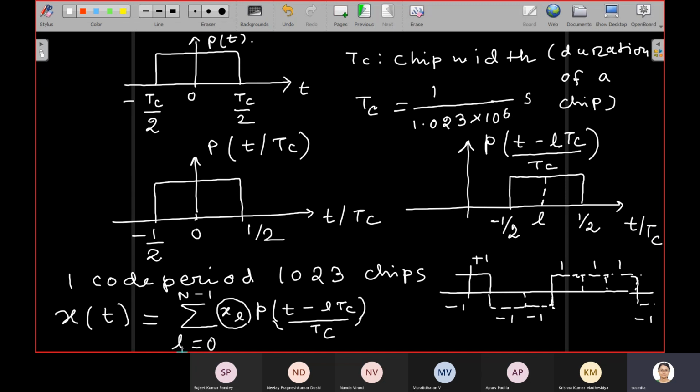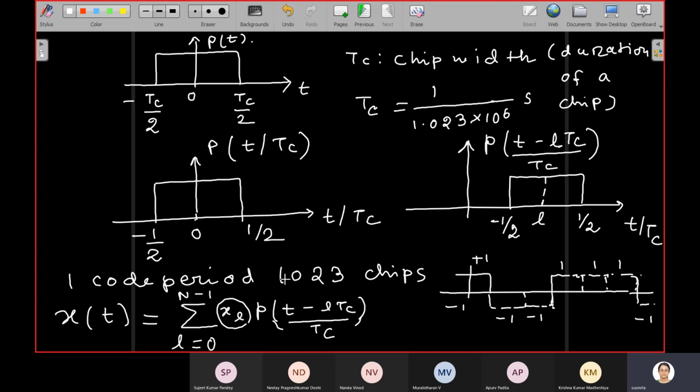So I have put summation here. L is equal to 0 to N minus 1 because there are capital N chips. And when L is equal to 0, we basically have this one. When L is 1, it will be shifted by one chip. Here I have shown how it will look when it is shifted by L chips.